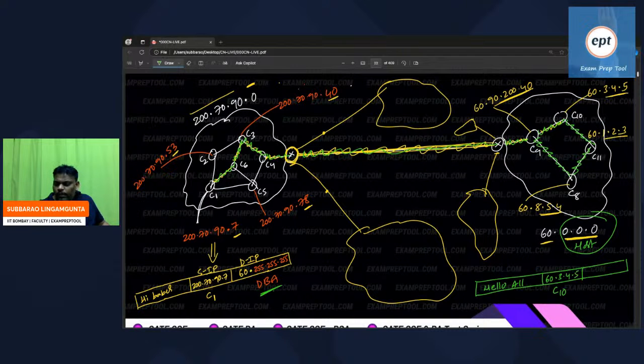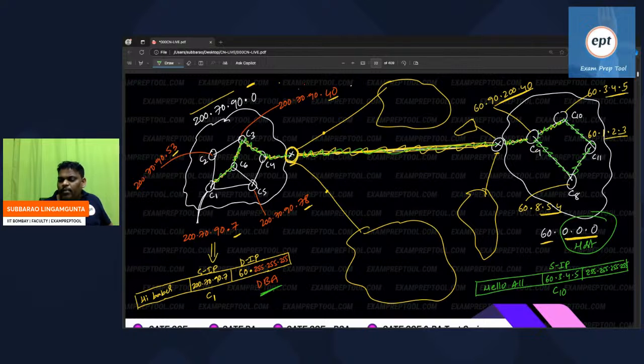63.4.5. In the right network, one of the persons is C10. Source IP is C10, source IP is 60.3.4.5. Now listen everyone. C10 wants to send a hello message to all the people who are in that network, not other networks. Within the network, if you want to send to all the people, you write 255, all the people, everyone.